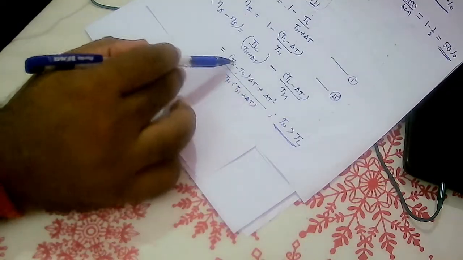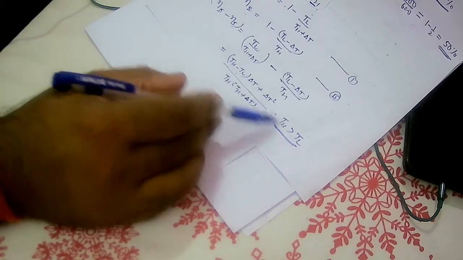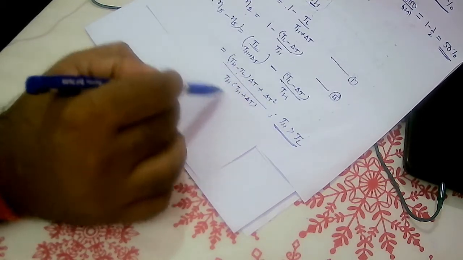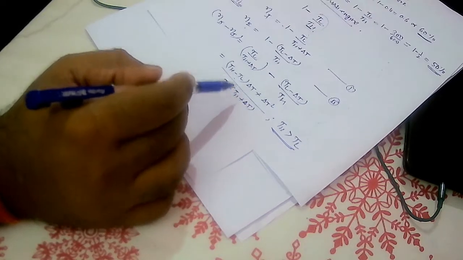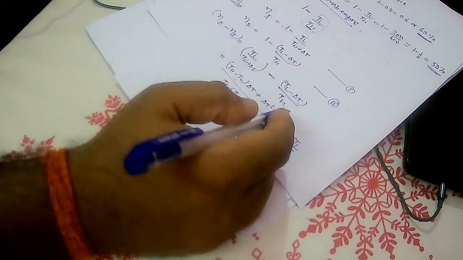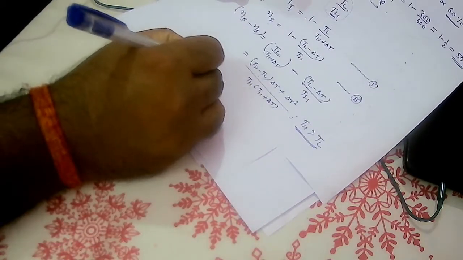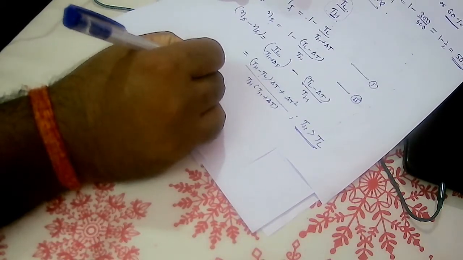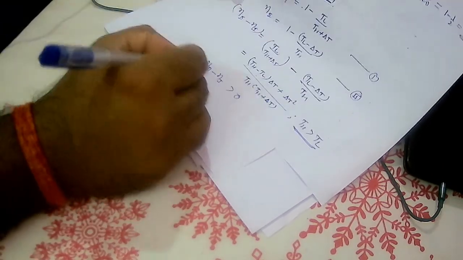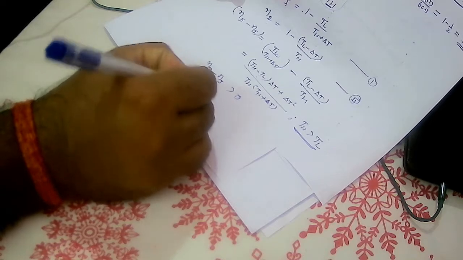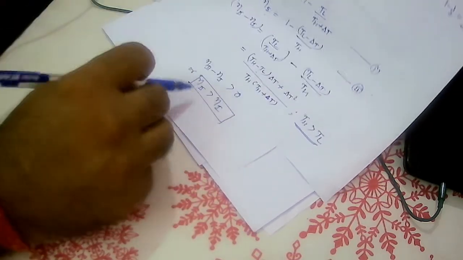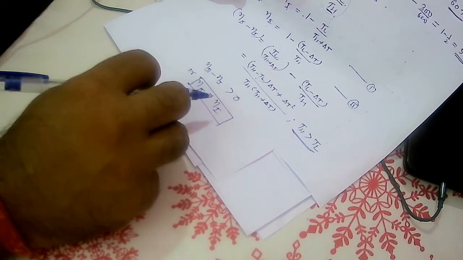So if you substitute the value of T higher, which is greater than T lower, this complete term is greater than 0. Yes or no? Greater than 0. So from here we can say efficiency 2 minus efficiency 1 is greater than 0. Clear? Or you can say efficiency 2 is greater than efficiency 1.